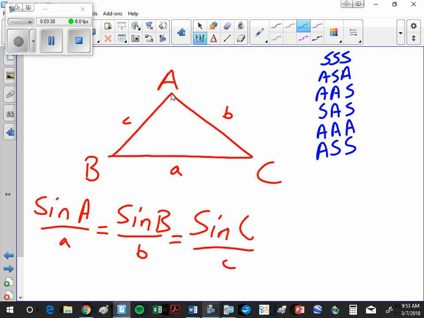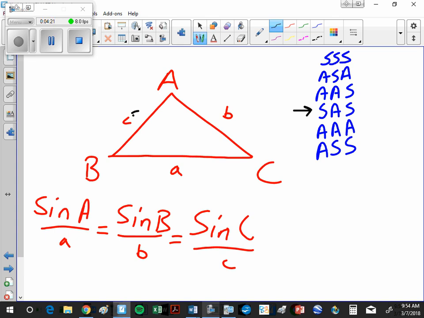Okay, so we're just going to go through and look at the information and see, is what I am giving you enough to use the law of sines to solve for the other 2 sides? Okay, so let's start with side, angle, side. When I say side, angle, side, what do I mean? 2 sides and the angle between those 2 sides, right?